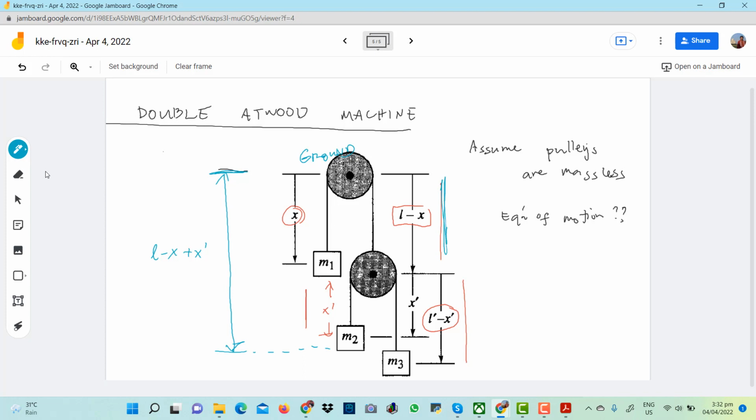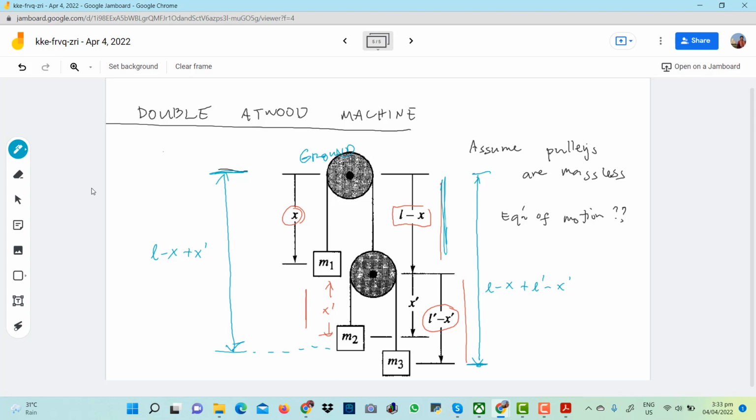Okay? And for M3, what is the distance now? That distance is equal to L minus x plus L prime minus x prime. Okay? Take note, L and L prime are not the same. It is a different length of my string. So I have L minus x plus L prime minus x prime.